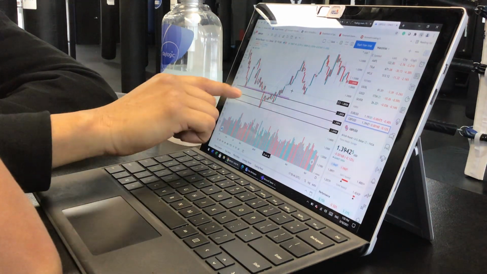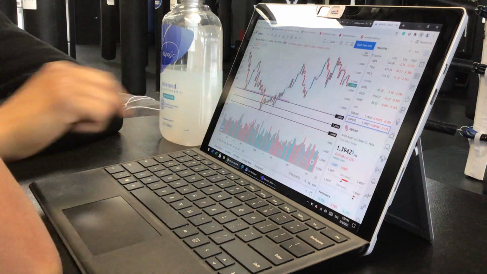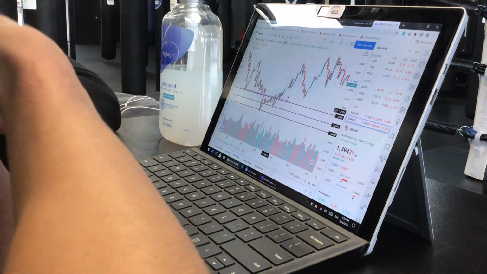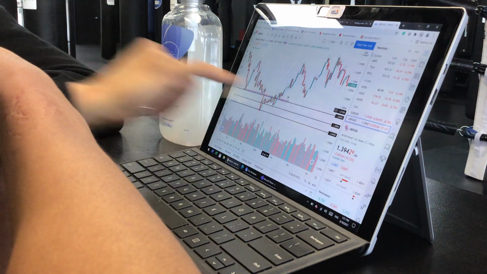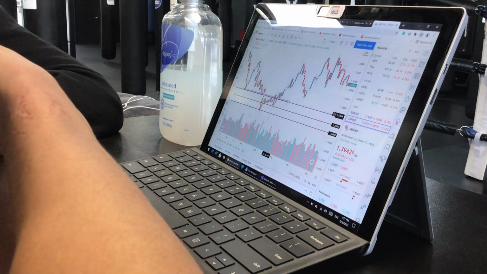So again, it's not really a line. It's more like an area. You feel me? Because it's not always gonna be perfect. Look at this one. It didn't really touch it. This long one, it's called the wick. You see how there's like a long line coming down? It didn't really touch this perfectly, but it did touch it. So that's why I'm saying it's more like an area. It's not really a line.